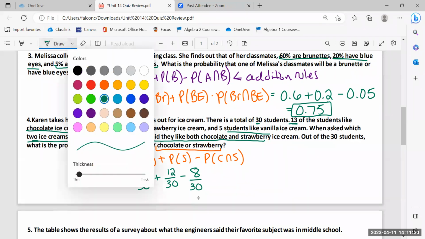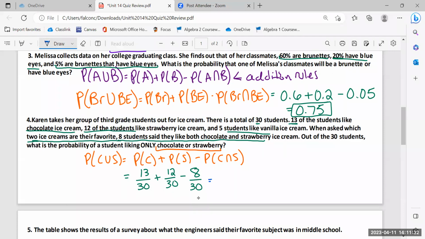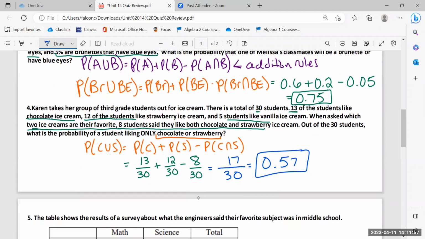All right, so we already have a common denominator for all these fractions, so we just add the tops. So 13 plus 12 minus 8 will give me 17. And we always write our probability as a decimal, so 17 divided by 30. So it's about 0.57 for that one.